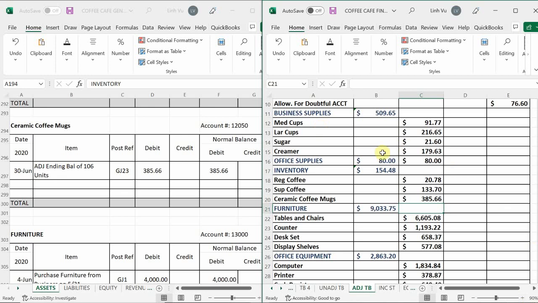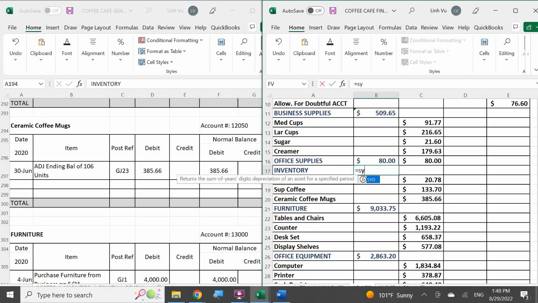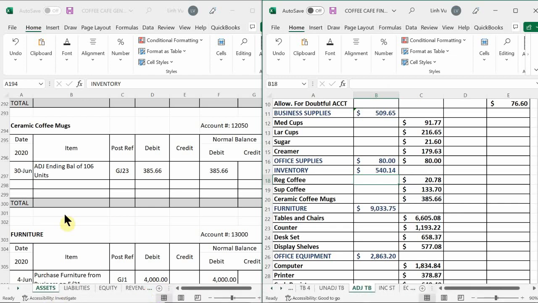But notice this. How come my formula did not change? In this case, it's because I didn't include that in the formula. So I would have to change this one because I introduced another inventory item. I need to include this as part of the inventory, which will give me a grand total of $540.14. Okay? Because that includes ceramic coffee mugs as part of my inventory. So now, that's my total amount, including both Supreme and regular coffees plus the ceramic coffee mugs. Okay?